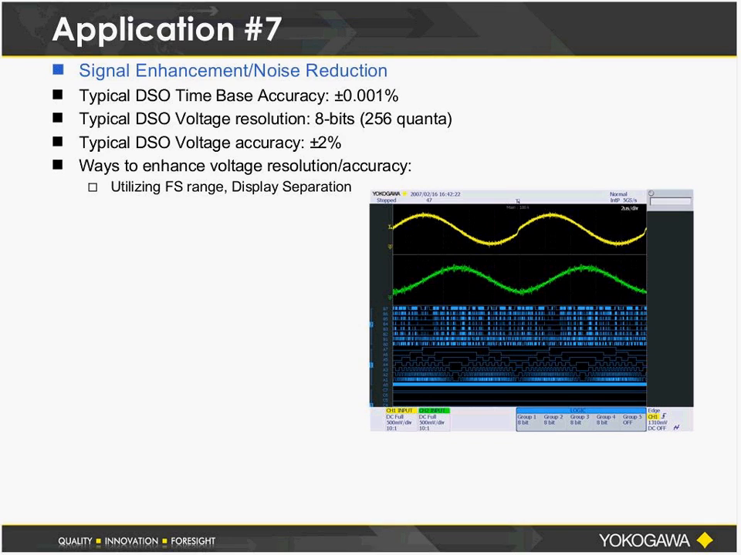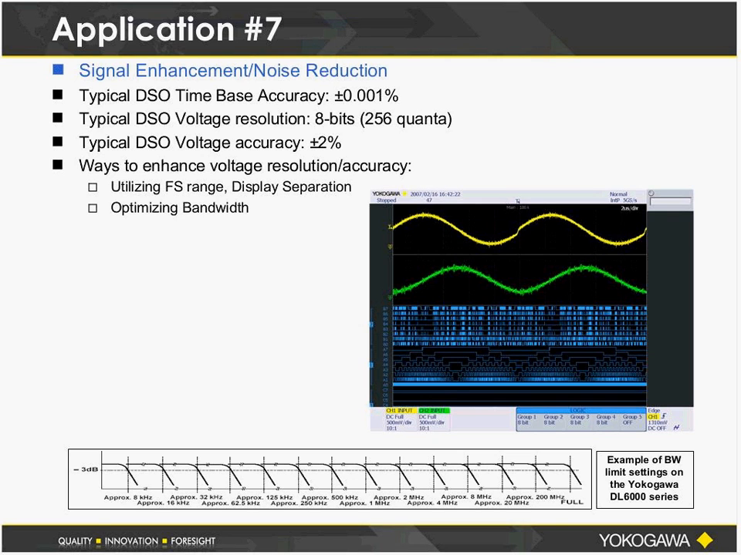So keeping in mind that the oscilloscope's time-based accuracy is very, very fine. It's very good on the time axis, but the voltage resolution is actually typically very poor. It's only 8 bits. How do we enhance that vertical resolution? We talked about some of the ways, using display separation, display partitioning. That's one way to do it. Optimizing the bandwidth by reducing the bandwidth to restrict the display noise. That's another way to accomplish this. There are also 3 other ways I'd like to share with you.